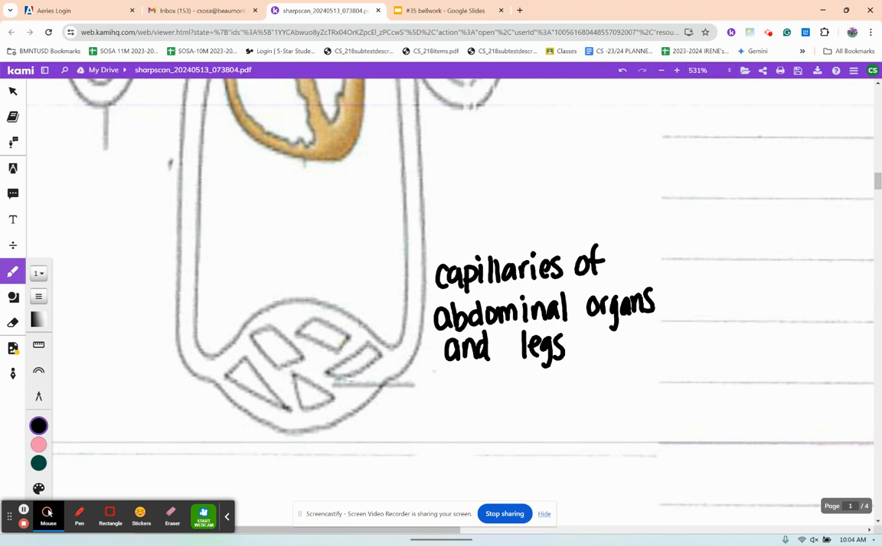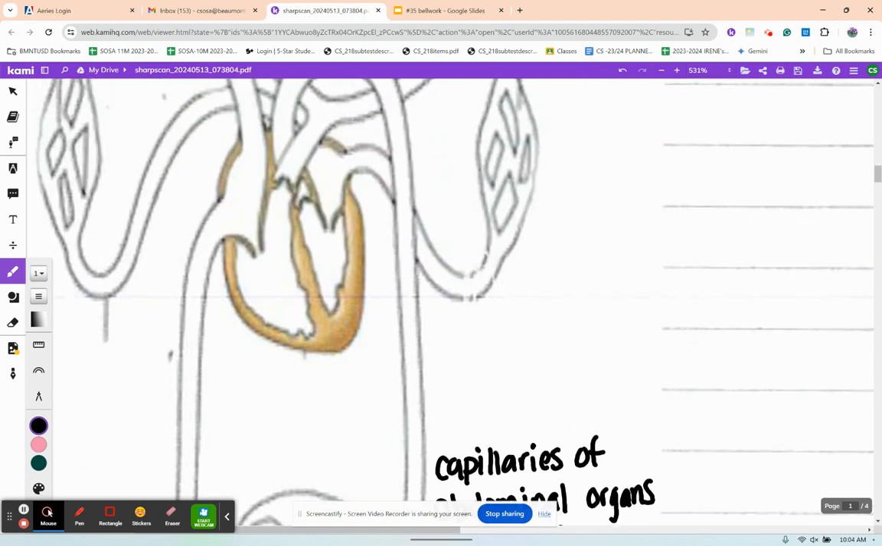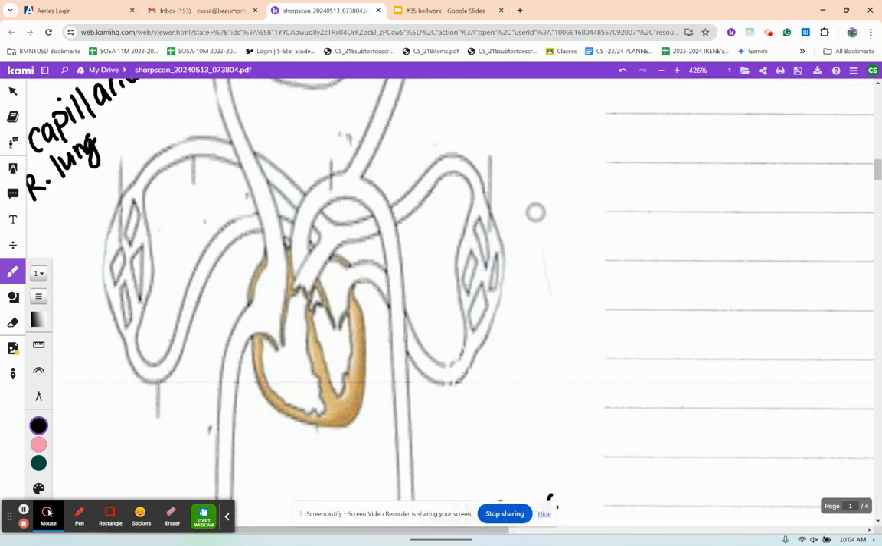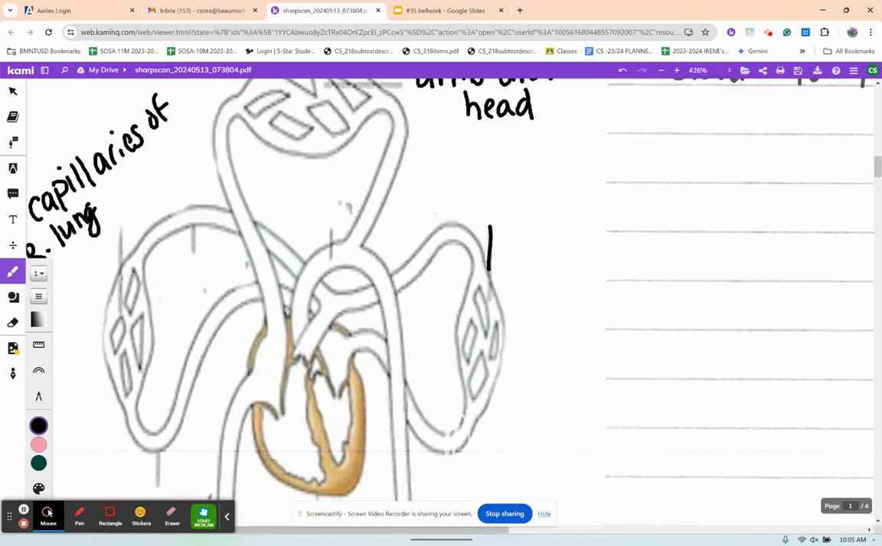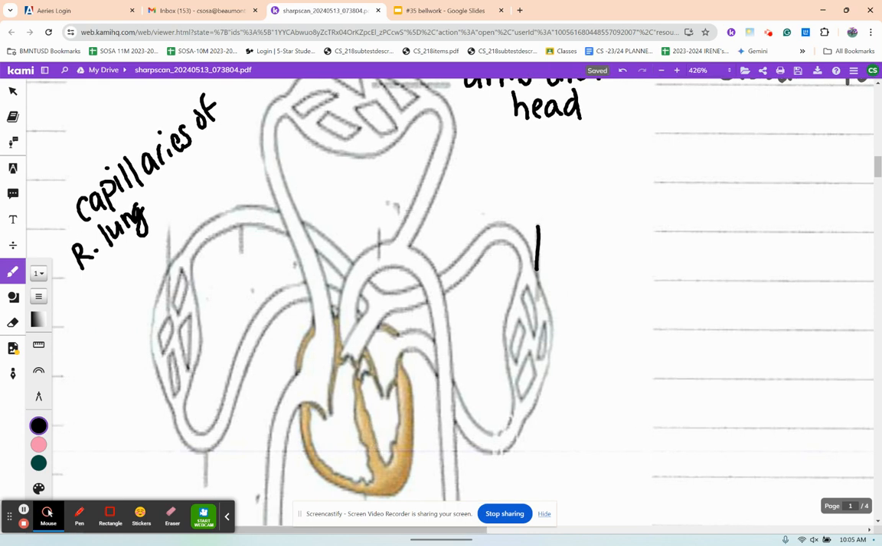And at the very top, I have my capillaries of what, guys? What would this one be? What do you think? Very good. Capillaries of my left lung.